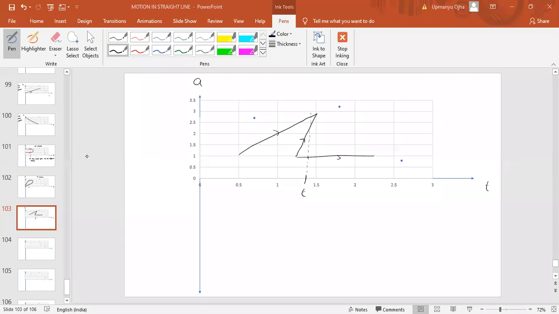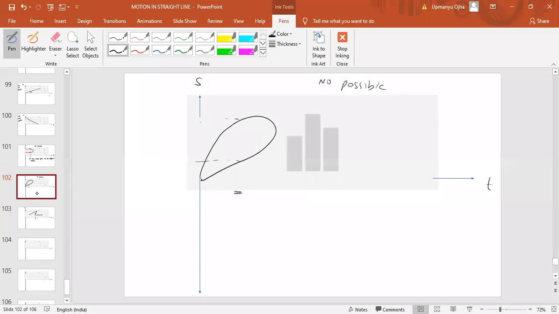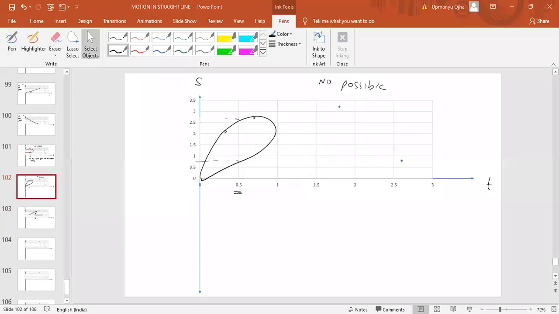Here also, the second graph, if you look at this, it is a displacement versus time graph. If I take 0.5 second as a time interval, you see that at this instant of time we have two different displacements, one 0.5, other 2.5. You cannot have two different positions of the particle at the same time. So that is why this graph is not possible.